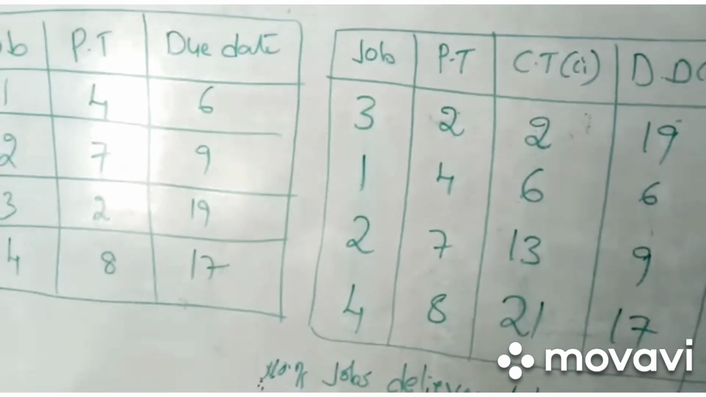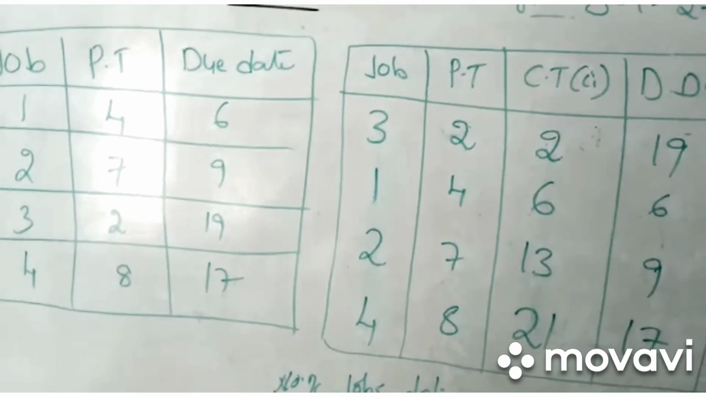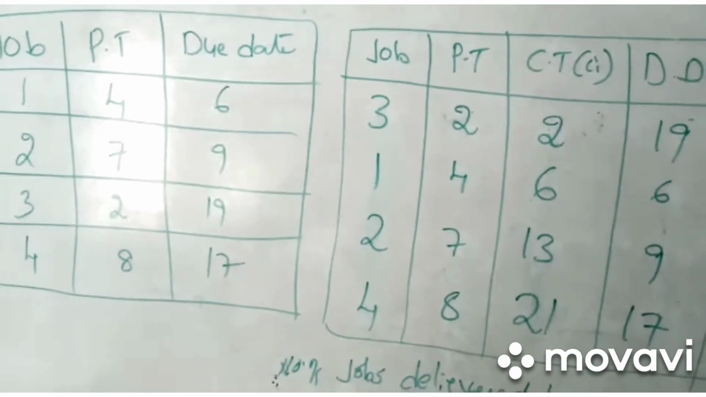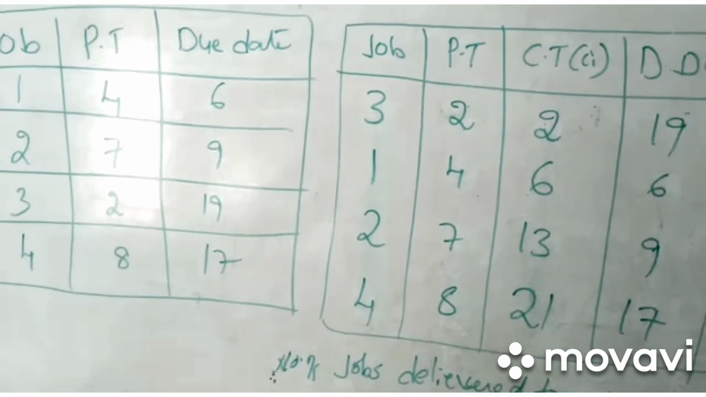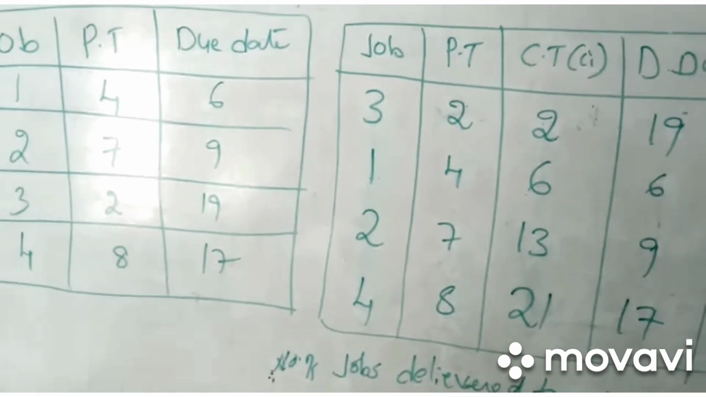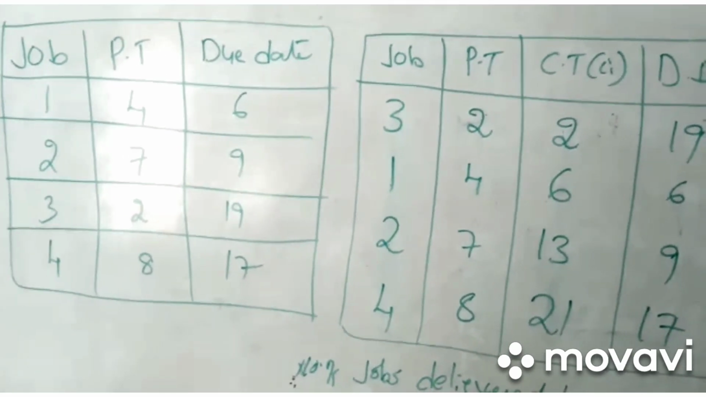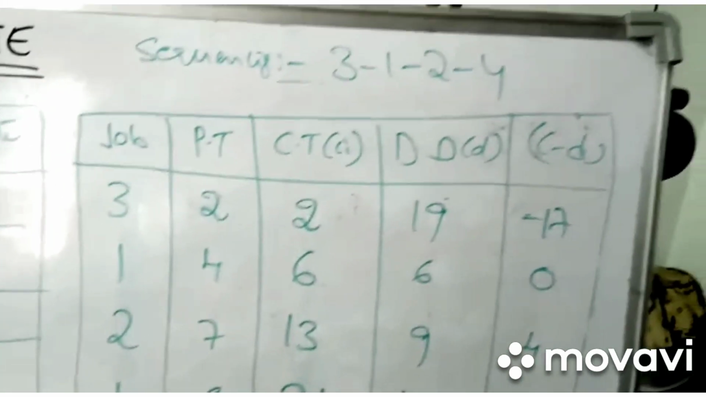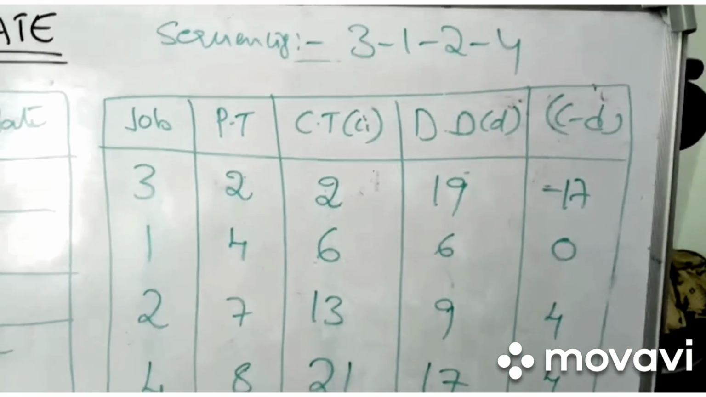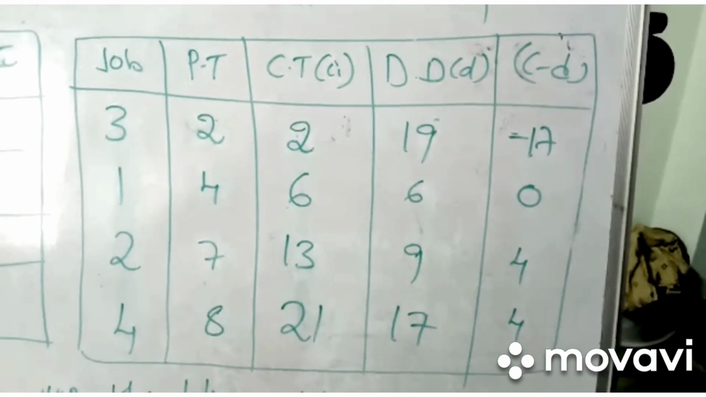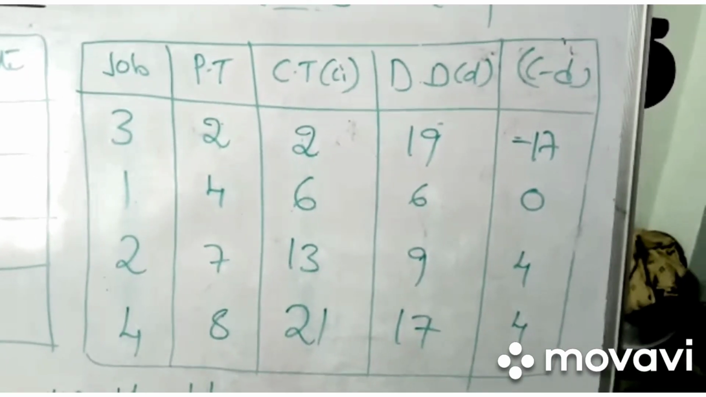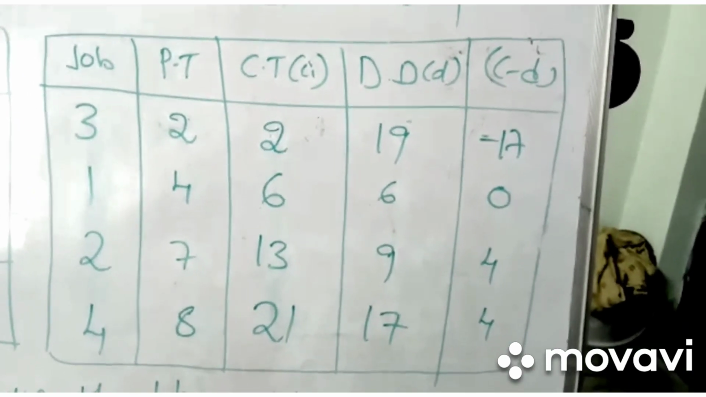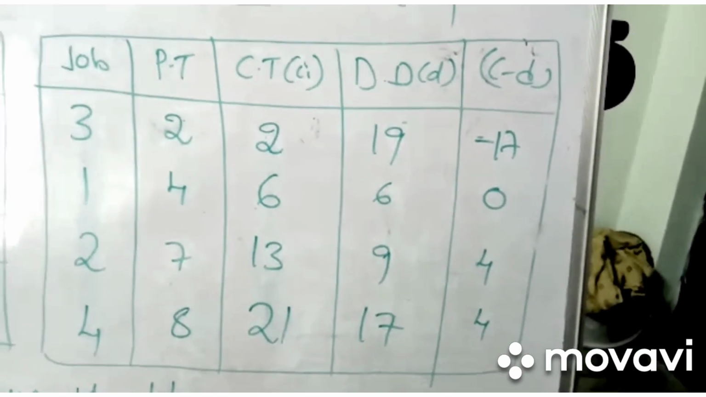Here there are two concepts you have to remember. For shortest processing time, we apply the sequence of jobs based on processing time, but in the earliest due date concept, we sequence the jobs based on due date. So here the sequencing is 3 1 2 4. Based on that you formulate a table. The table is 3 1 2 4, and the processing times are 2 4 7 8, right?